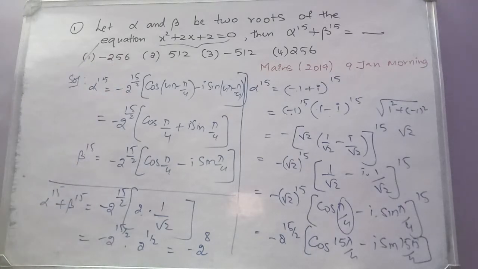You can also find alpha power 15 plus beta power 15 using the binomial theorem, but it is a lengthier process. So we have chosen this. Let us go to the next question.